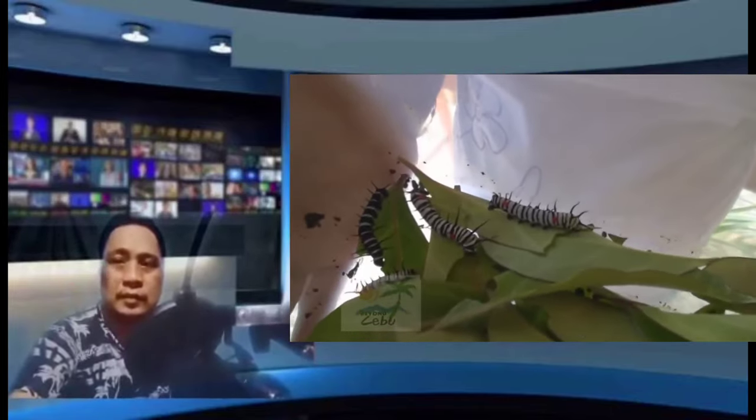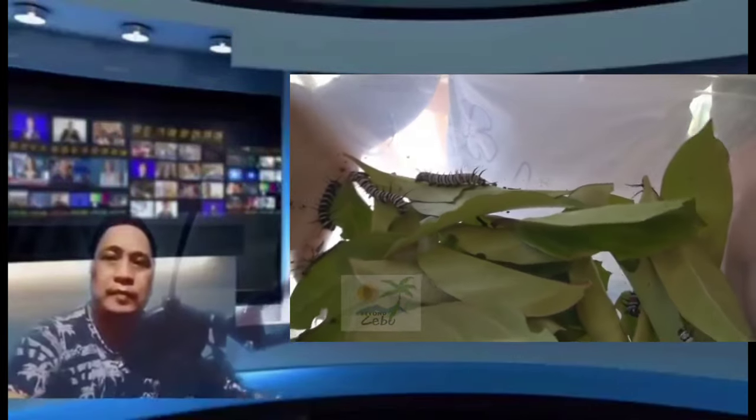Initially, caterpillars are very small and light. So they grow fast feeding on the leaves. In 2 weeks, they will become an adult caterpillar. Now their size is around 2 inches. And since the caterpillar of a butterfly is harmless, you may touch them, sir.